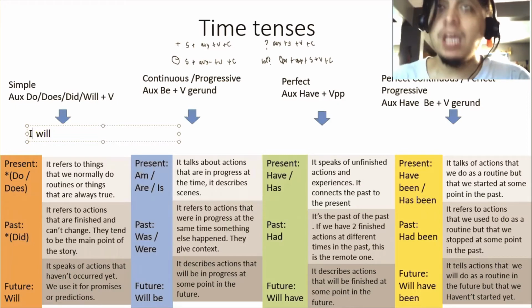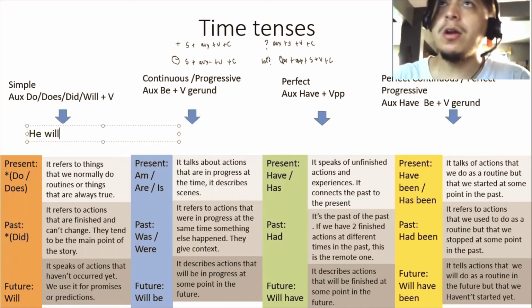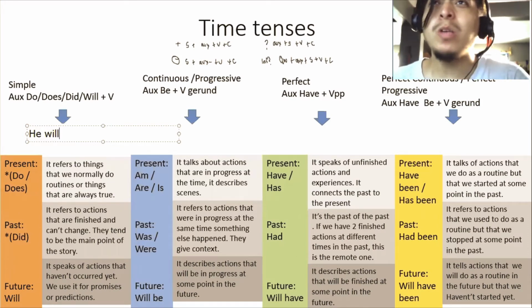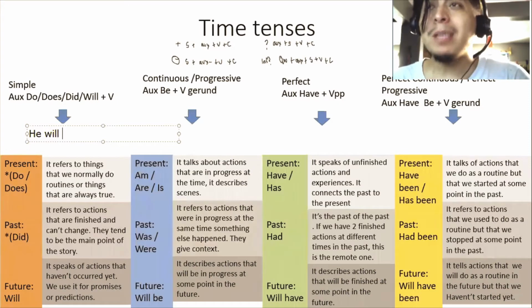If you say he, it is never wills, no. He will, it is always will. The S is a rule for the simple present, and this is not the simple present, this is the simple future. So it is always will. The verb is always in the base form, so you don't have to conjugate it.